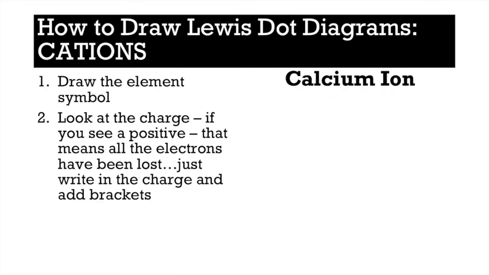So if we're going to draw these dot diagrams for cations, it's super simple, but I'm going to show you the long way first to show how it works, and then there is a shortcut which I will show you. So calcium is Ca. Its atom has the electron configuration 2-8-8-2.